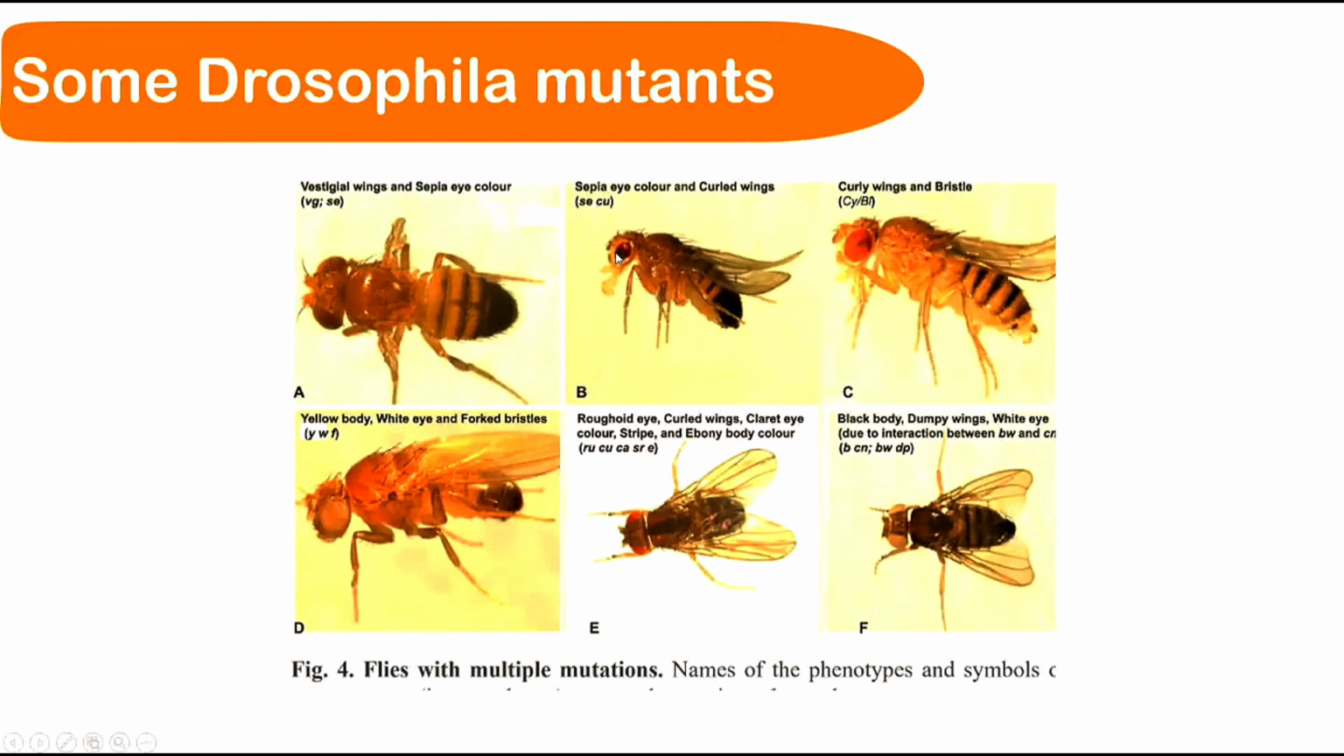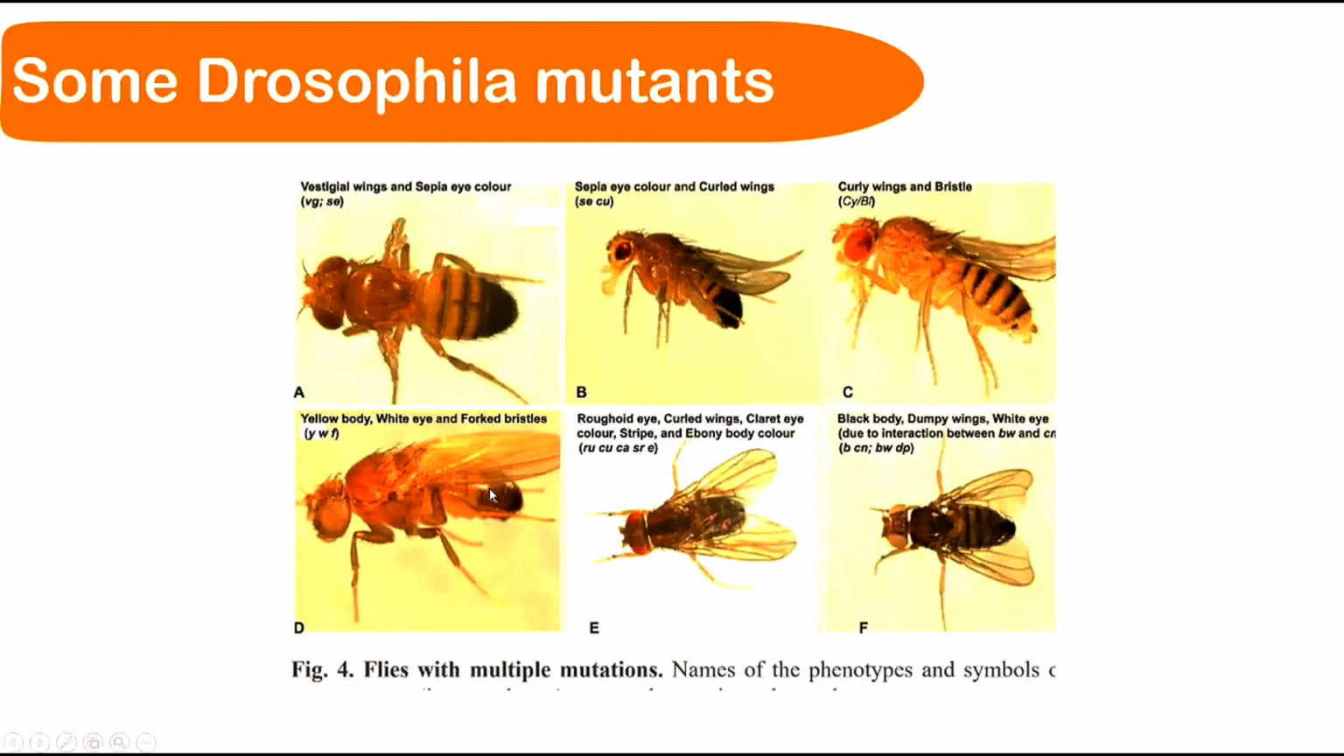Here also you have sepia colored eye and curled wings. So this is also a double mutant. This is gene CU and this is gene CY. So there are two different genes. This is curled wing and this is curly wing. So this is curly wing, and then there are bristles also. You can see here bristles, right? So the bristles mutation is also there.